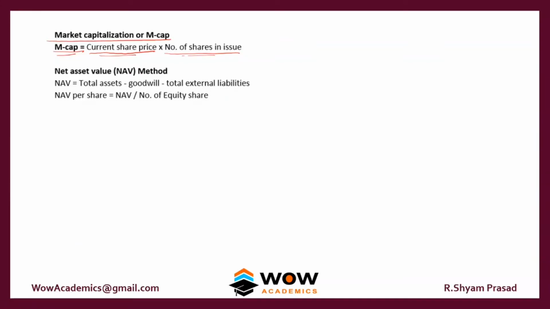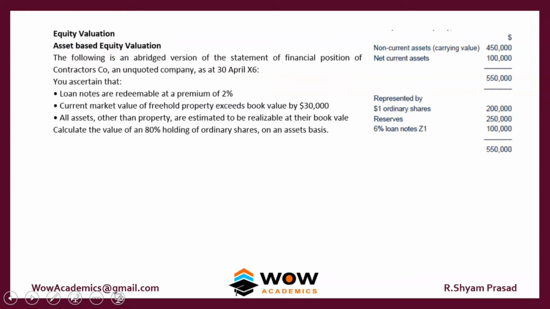So we'll be discussing the net asset value method. The net asset value method equals taking the total assets of the company, so the balance sheet total, deducting the goodwill and deducting all total external liabilities. Total external liabilities will include both long-term liability as well as current liability. So deduct both. Once you have got the net asset value, you can also find out the net asset value per share. You take the NAV divided by the number of equity shares, and you will get NAV per share. So we will start from this problem.